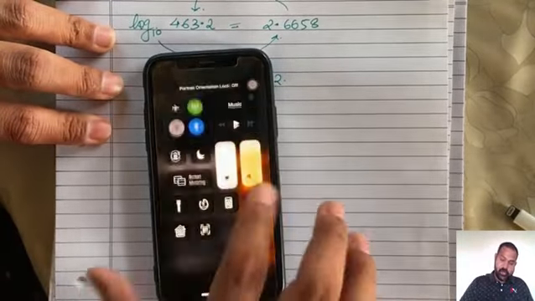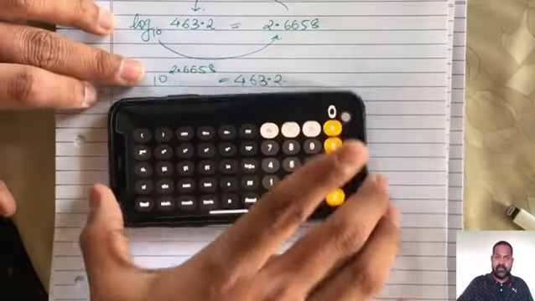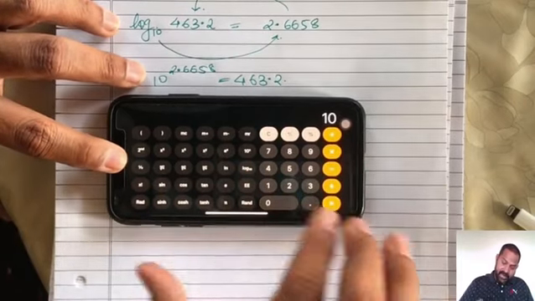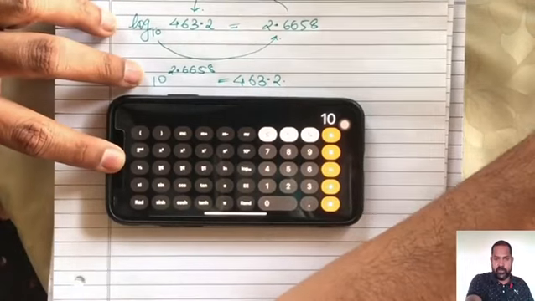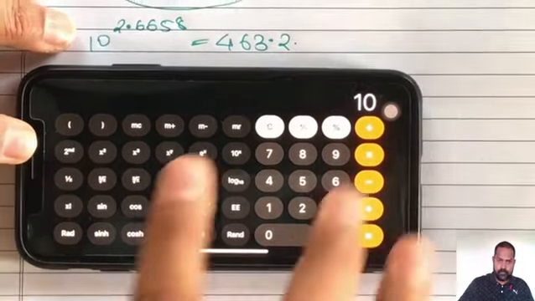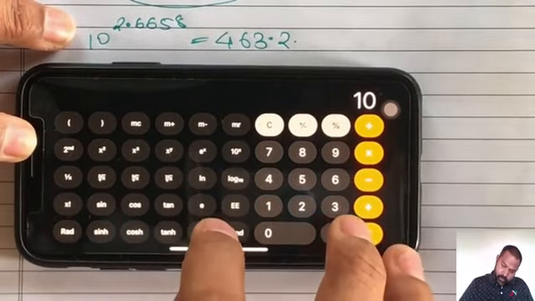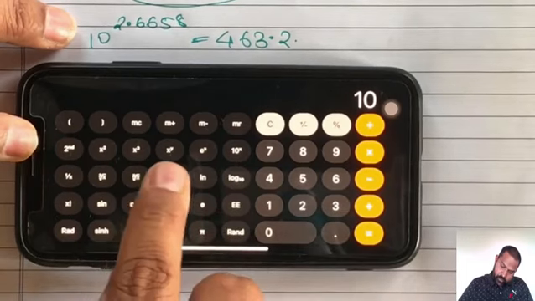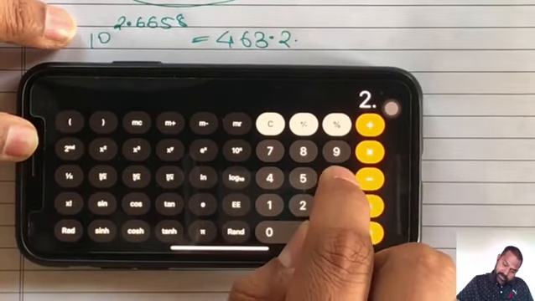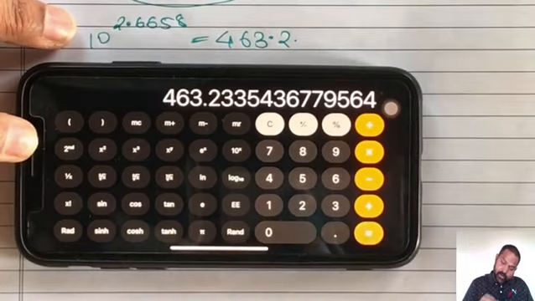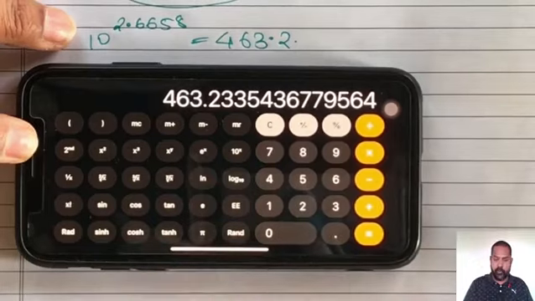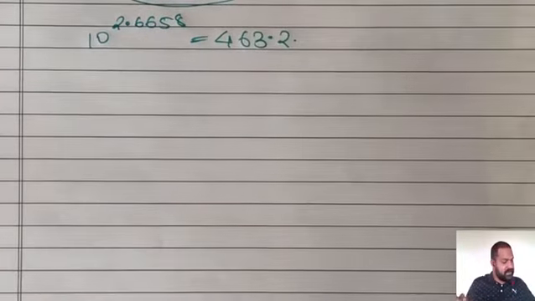So first of all, change your normal calculator to a scientific calculator, and then you want 10. That 10 has to be raised to. I'll zoom this a little for you if you want. So the 10 has to be raised to. Where is the raised to? Here, x raised to y. It has to be raised to 2.6658. What do you get? You get 463.23354 and so on. 463.23. So that also tallies, which means it is correct.